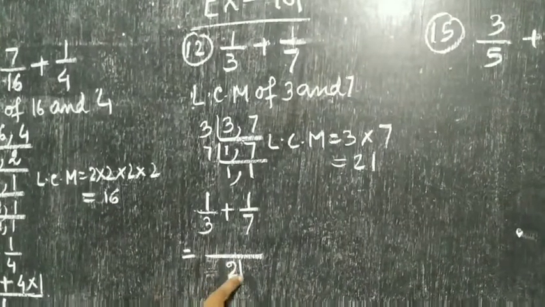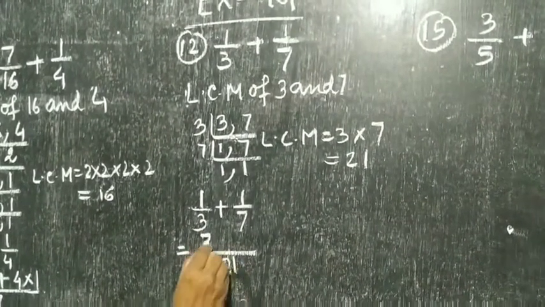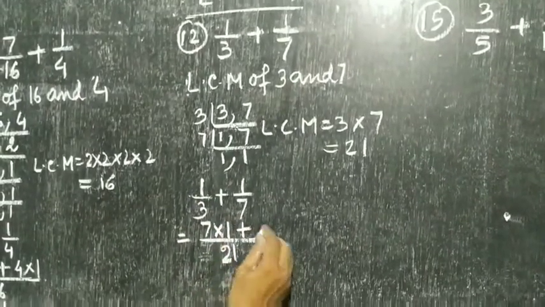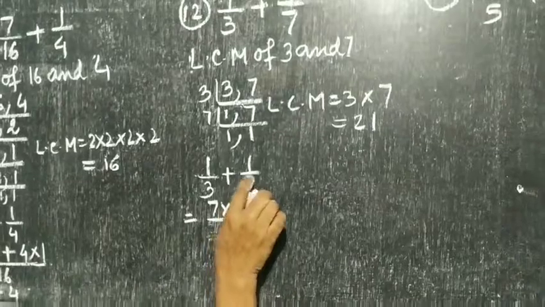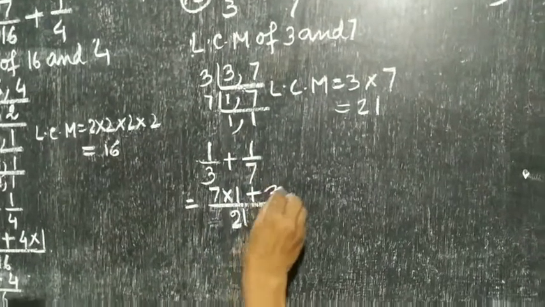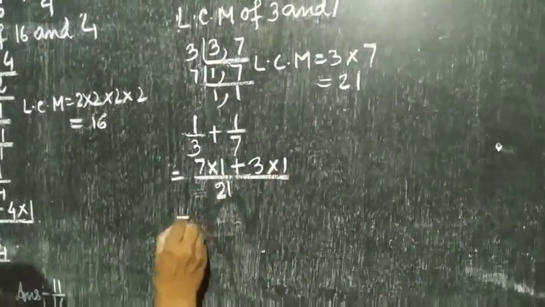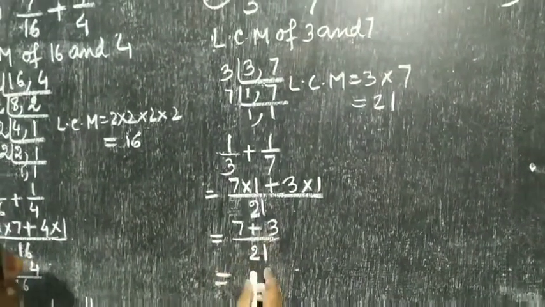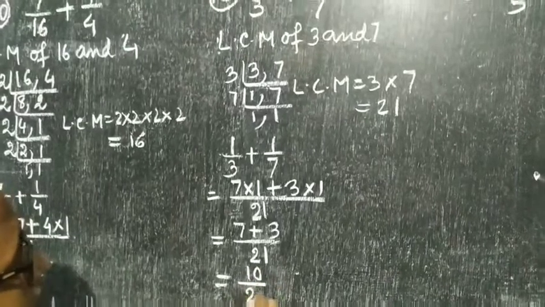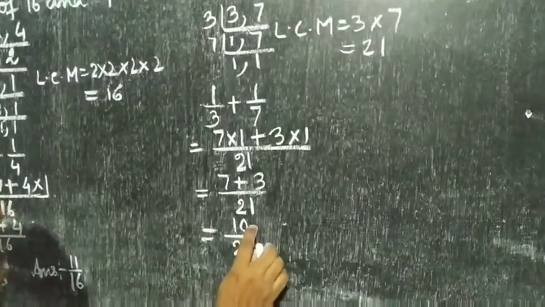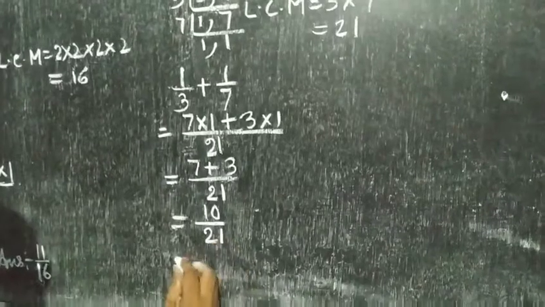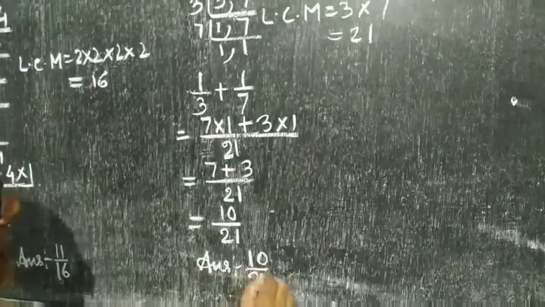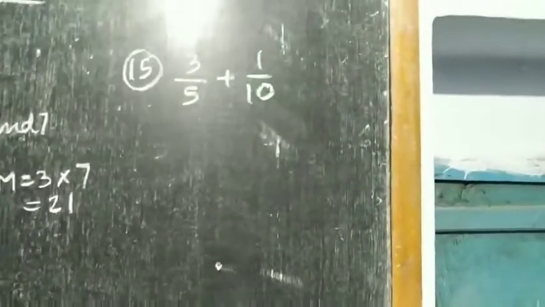Now you divide 21 by 3. So 7. 21 divided by 3 is 7, into 1, plus, again you divide 21 by 7. So 21 divided by 7 is 3, into 1. So it will be 7 plus 3 by 21. So 7 plus 3 equal to 10. So 10 by 21. Again children, you see the numerator is smaller than the denominator. You can't divide it. So answer 10 by 21.